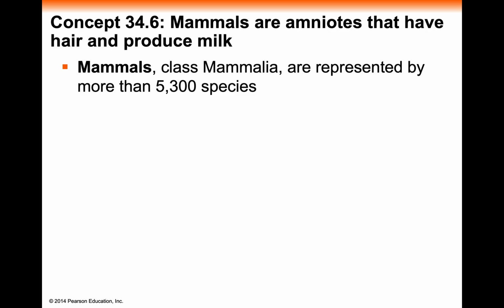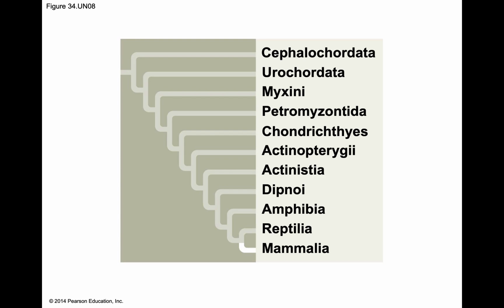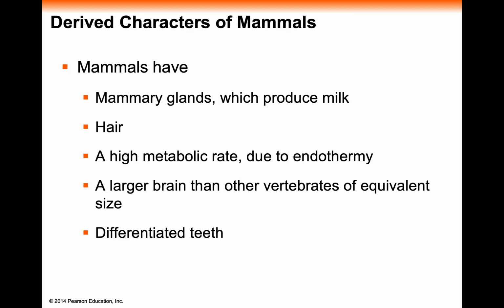All right, and then that brings us to the mammals. So class Mammalia are represented by 5,300 species, give or take, depending on the scientists doing the classification. So mammals, they have to have mammary glands, which produce milk. They have to have hair. Now, the hair can be greatly reduced, like in the case of whales, but it's there. They do have hair. A high metabolic rate due to endothermy, so basically all of them are endothermic or warm-blooded, and a larger brain than other vertebrates of equivalent size.